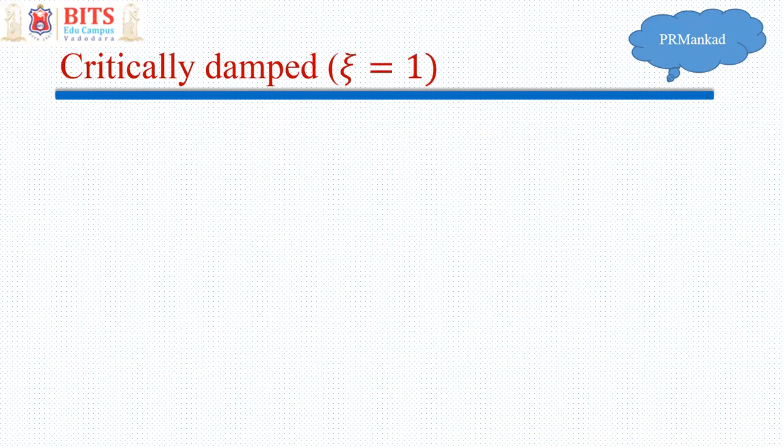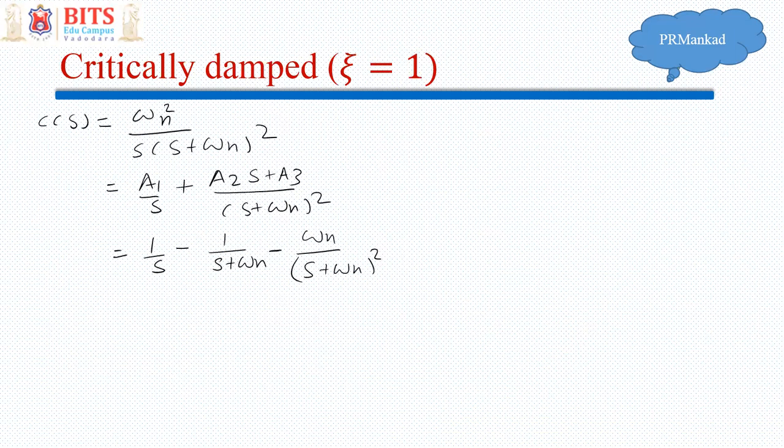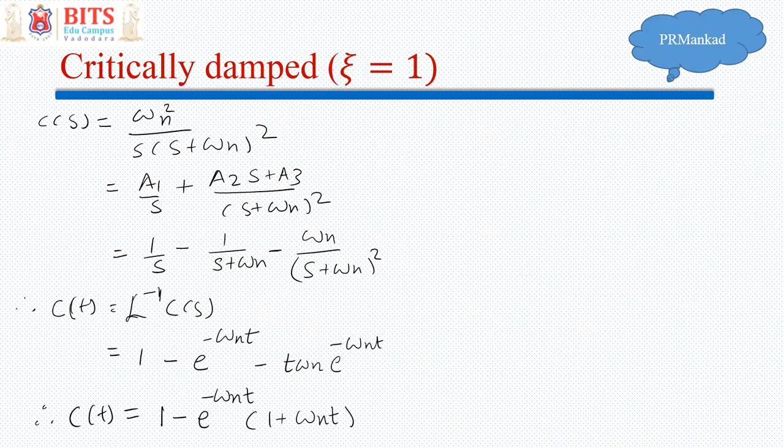Now, if I substitute zeta is equal to 1 in our original equation, then I get C(s) in this form. Very easily, you can have a partial fraction expansion. And we can prove that c(t) is going to be 1 minus e raised to minus omega n t, times a constant part, which is 1 plus omega n t, right?